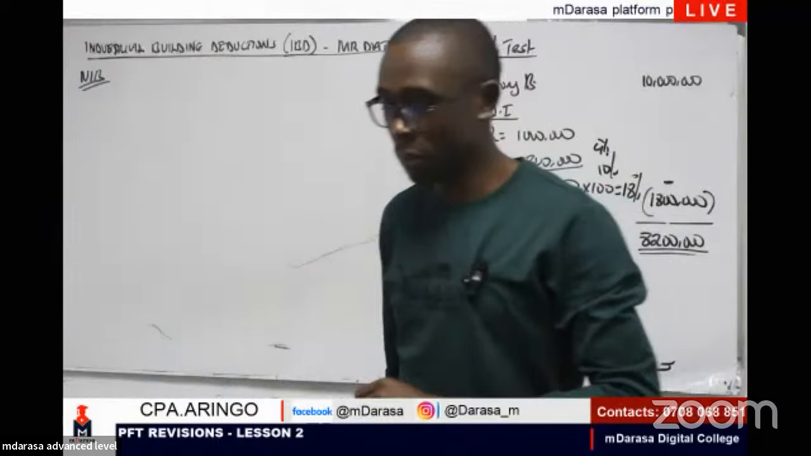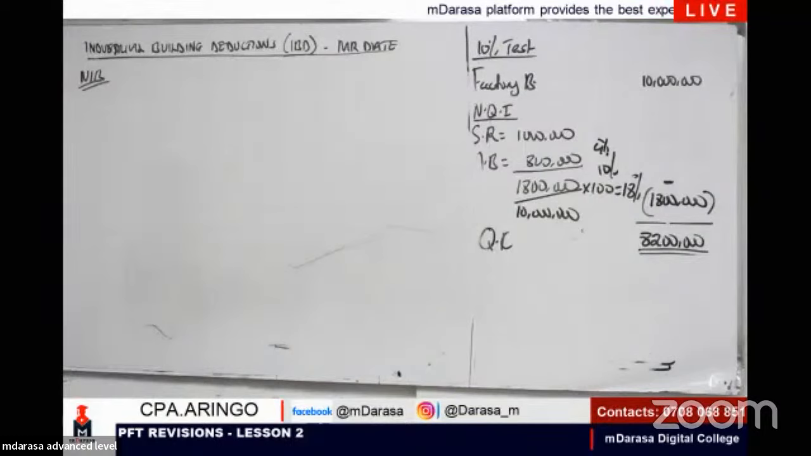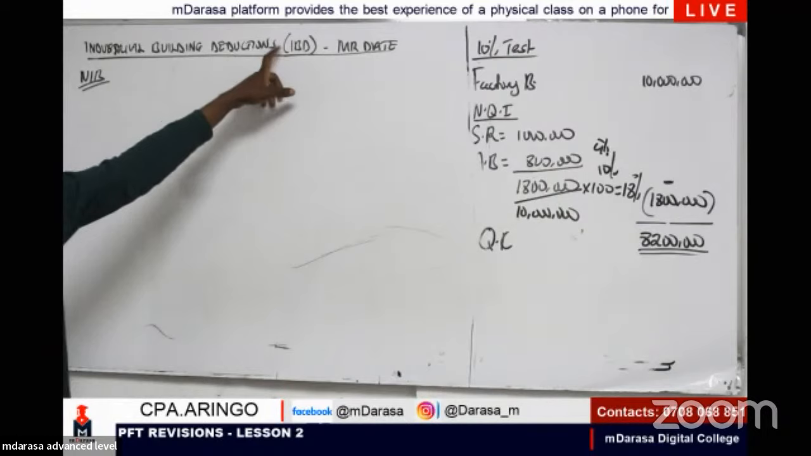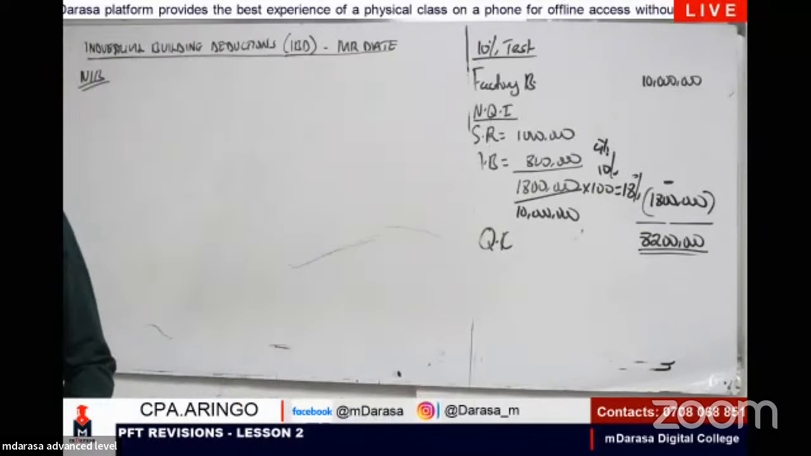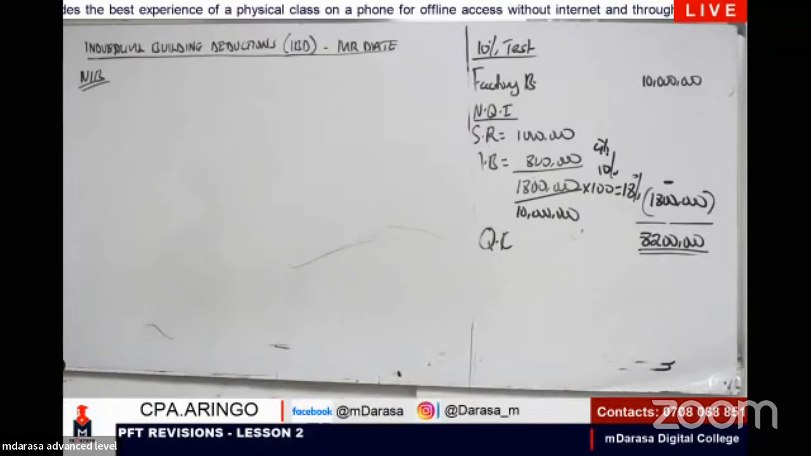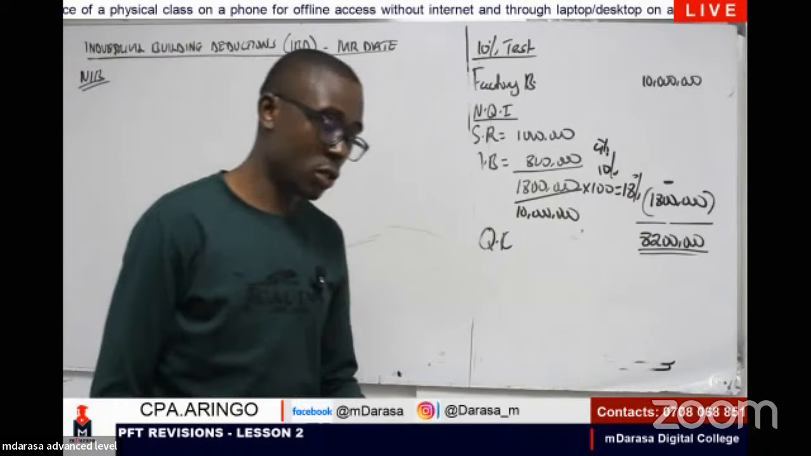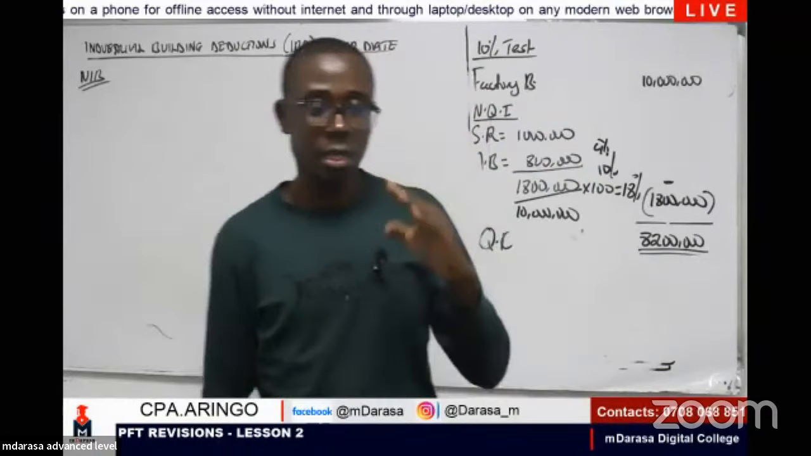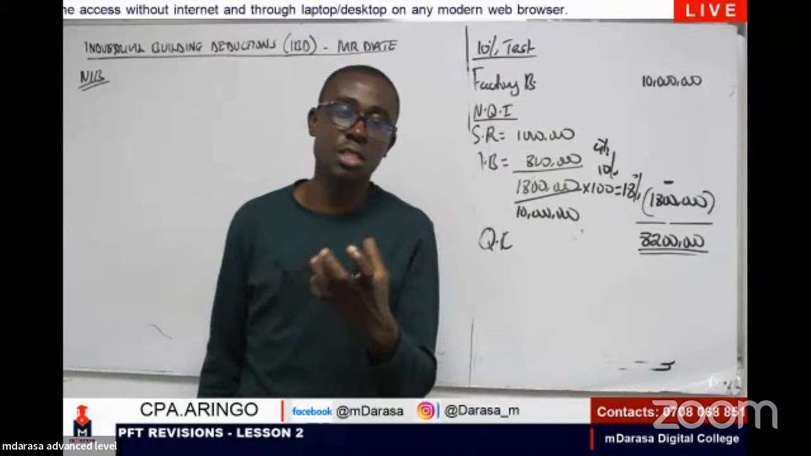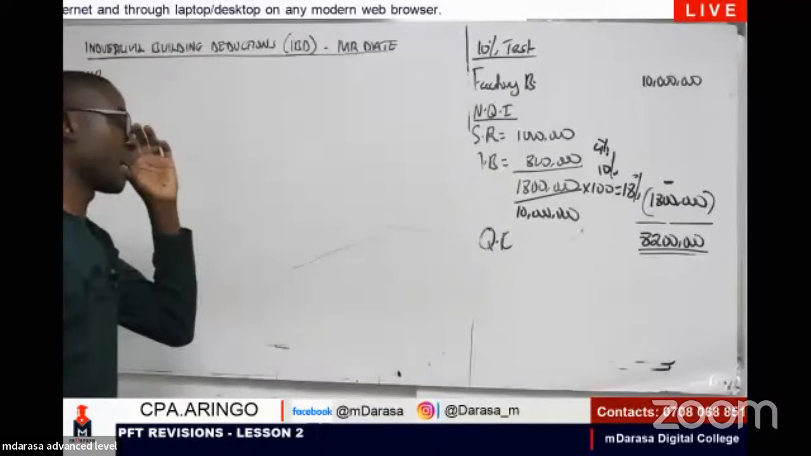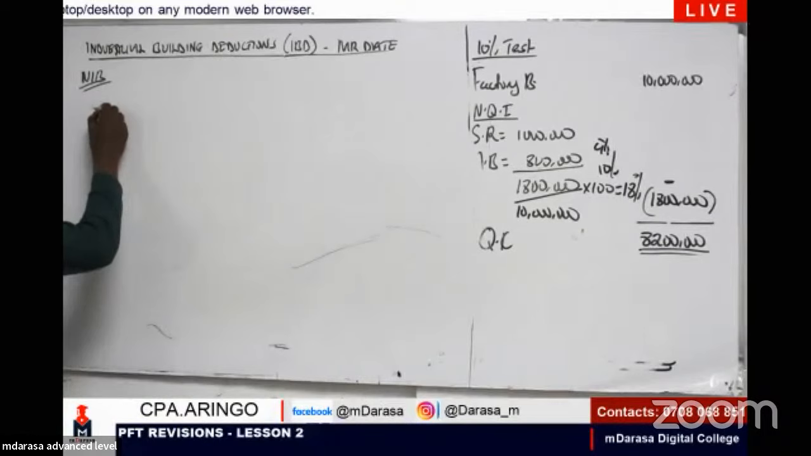So we can basically note and say this deduction is granted. Which deduction? IBD. This deduction is granted proportionally as per the usage of the asset. This is the reason, so that you should be able to understand it clearly.